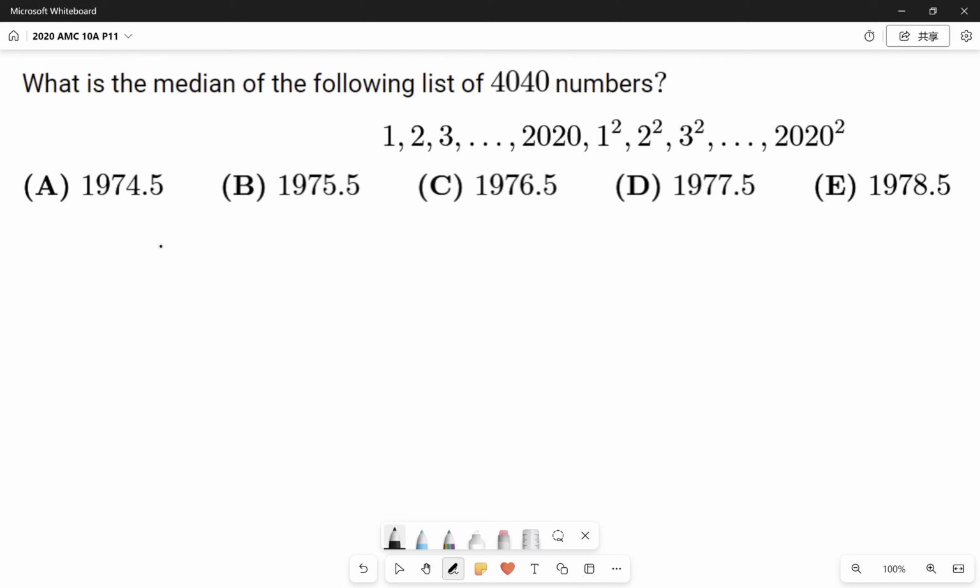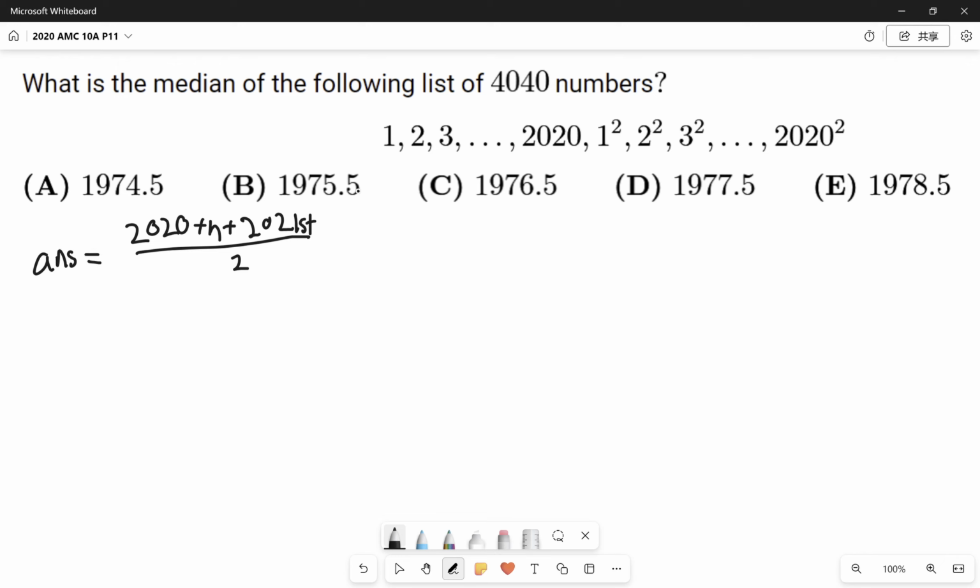So let's start by finding, how do we find the median? We need to find the middle numbers, and then since there's an even number of numbers, there are 2 middle numbers. We find the average of those. So the 2020th and the 2021st number, the average of that is our median. So this is our answer.